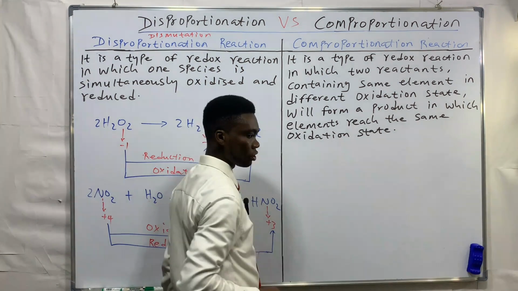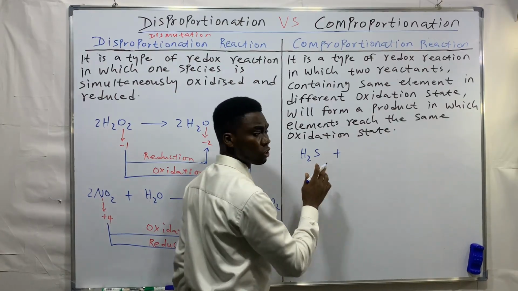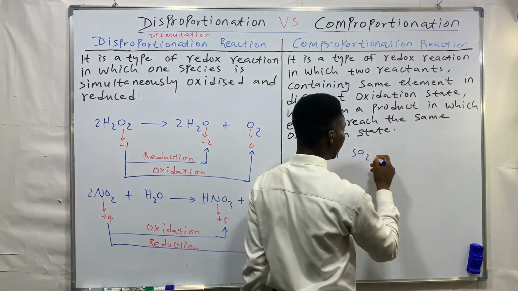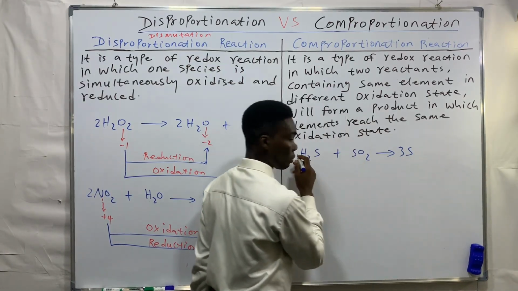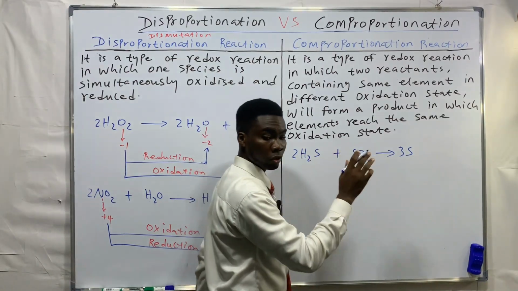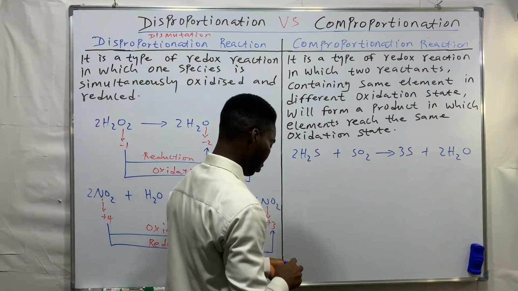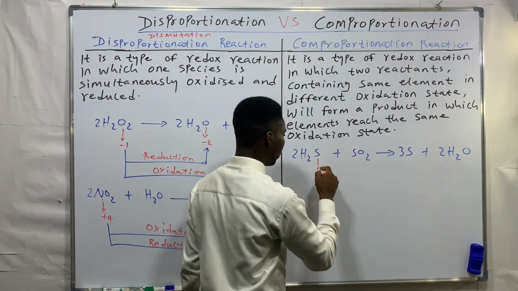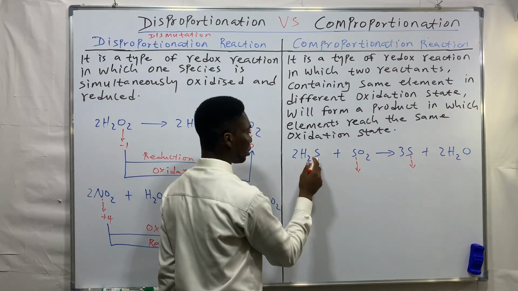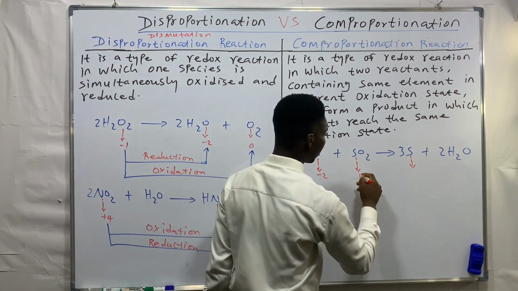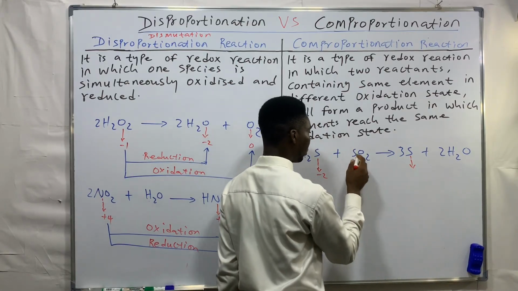So for a disproportionation reaction, let's say we have hydrogen sulfide reacts with sulfur 4 oxide to give us 3 sulfur. I'm just going to balance it here. So 3 sulfur plus water. Elemental sulfur. So here sulfur is -2. Here sulfur is +4. This is sulfur 4 oxide.